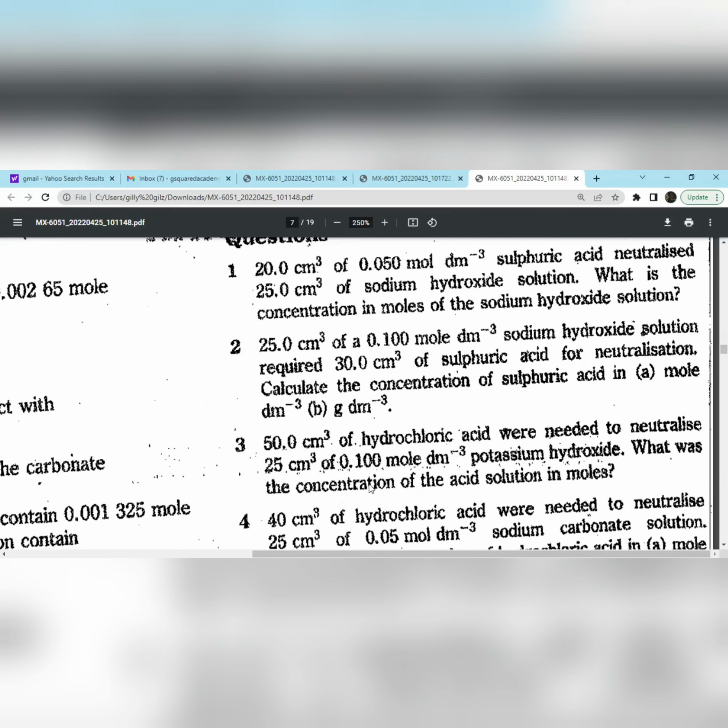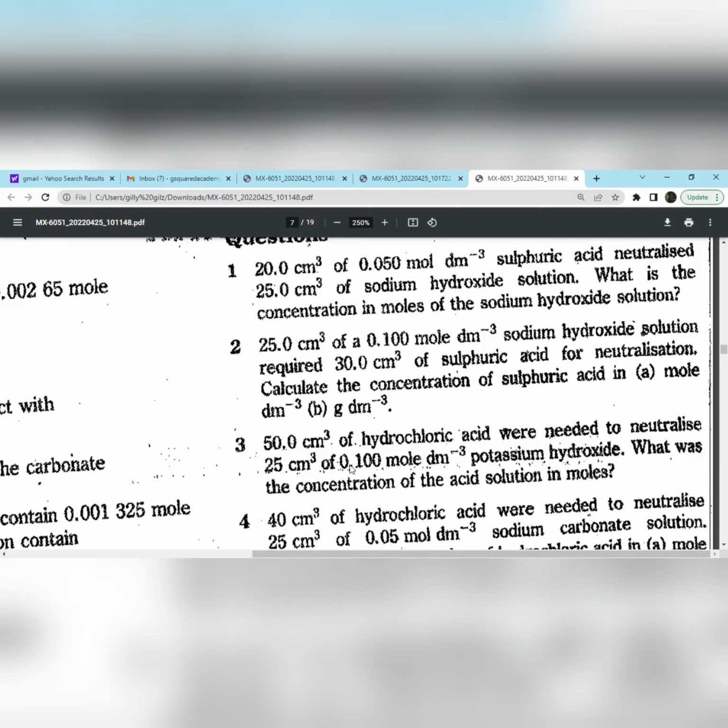50 centimeters cube were needed to neutralize 25 centimeters cube of 0.1 moles per dm cube potassium hydroxide. What is the concentration of the acid solution in moles? So they're asking you for the molarity here. Again, without further ado, let us dive right in.